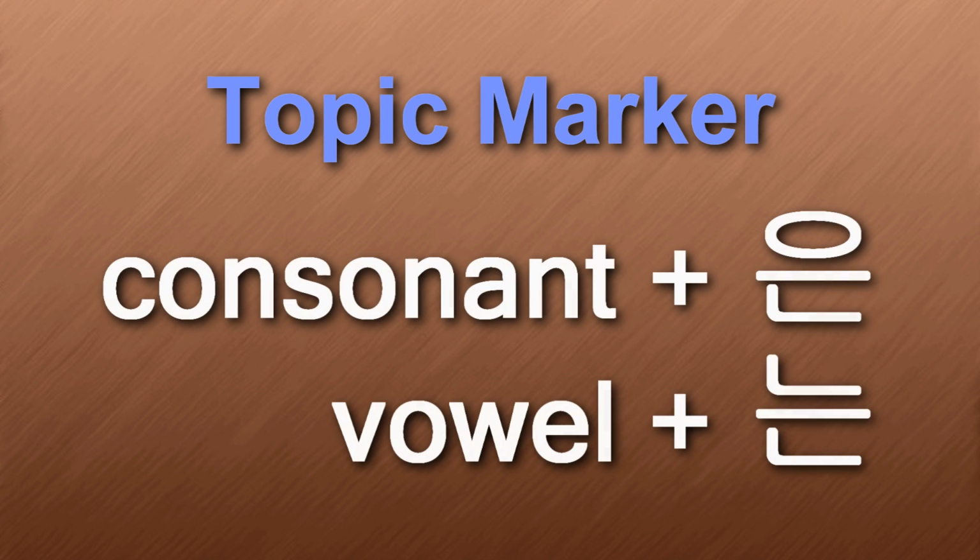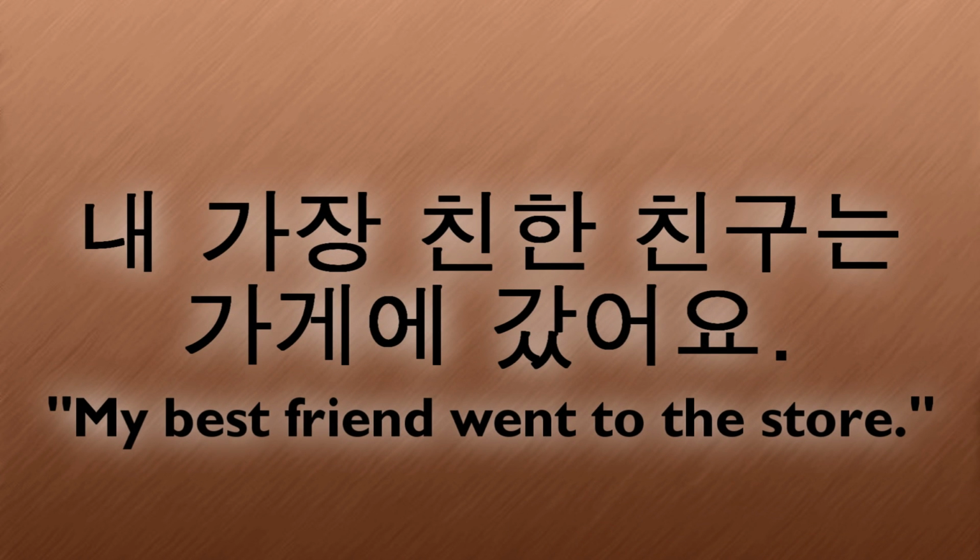First, I'll start by explaining what the topic marker is. You use "은" if it comes after a consonant, or "는" if it comes after a vowel. The topic marker is placed after whatever is the topic of what you're talking about. If I'm talking about my best friend and I want to say my best friend went to the store, I'd use the topic marker after him.